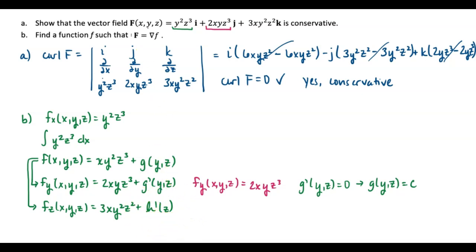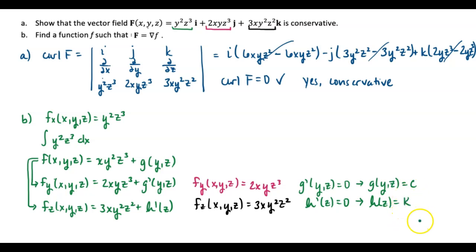And so to solve for this h prime of z, again looking back at this original vector field, we know that the partial with respect to z of f(x, y, z) from the problem should be equal to 3xy squared z squared. And isn't this exactly what we see here? Leading us to the conclusion that h prime of z is equal to 0, which means that h of z must be some other constant. We can call that c.